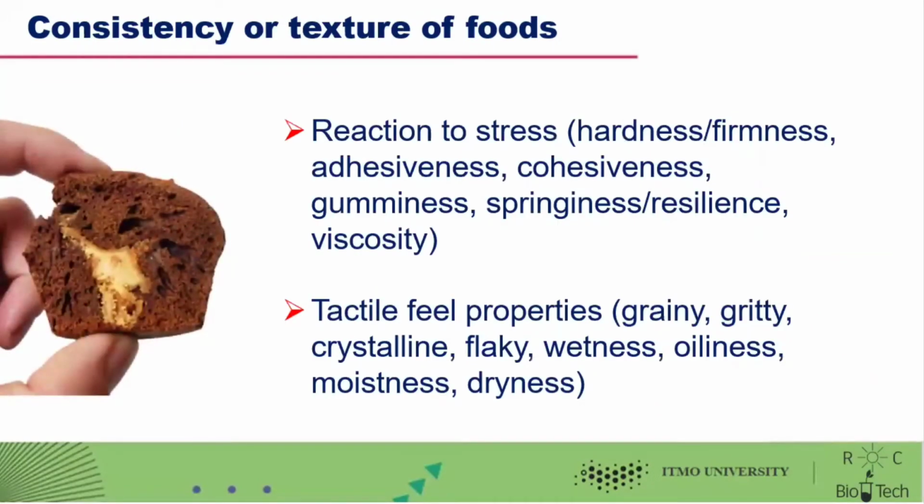The third one includes consistency and texture. This attribute is perceived by sensors in the mouth other than taste and chemical feelings. Consistency or texture of food can be defined in two ways: by reaction to stress, measured as mechanical properties, and by tactile feel properties, measured as geometrical particles or moisture properties.